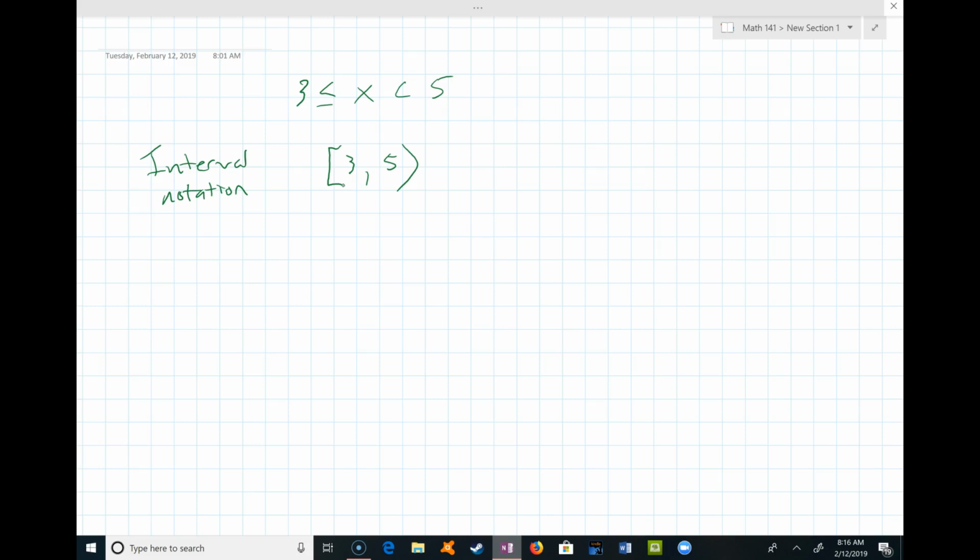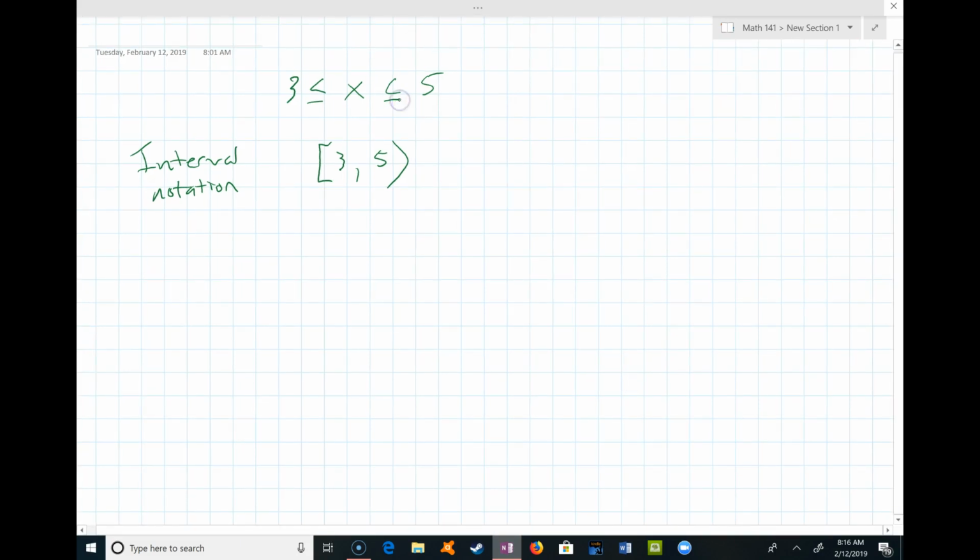So this would read just like that. This is all the numbers between 3 and 5, including 3 but not including 5. Okay, so that's interval notation. So if this was both equal to, then this would be a square bracket like that. If you took the less than or equal off of that, then these would both be round.